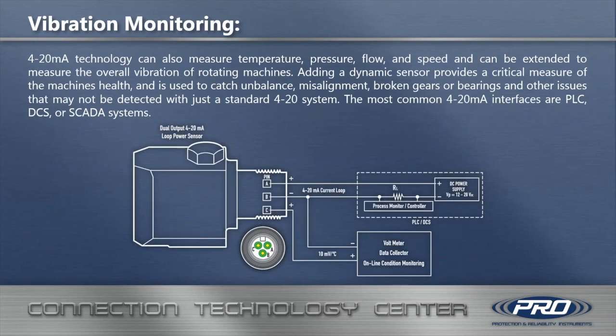4 to 20 milliamp technology can also measure temperature, pressure, flow, and speed, and can be extended to measure the overall vibration of rotating machines. Adding a dynamic sensor provides a critical measure of the machine's health and is used to catch unbalance, misalignment, broken gears or bearings, and other issues that may not be detected with just a standard 4 to 20 system. The most common 4 to 20 milliamp interfaces are PLC, DCS, or SCADA systems. The drawing below just shows a dual output 4 to 20 milliamp loop powered sensor.